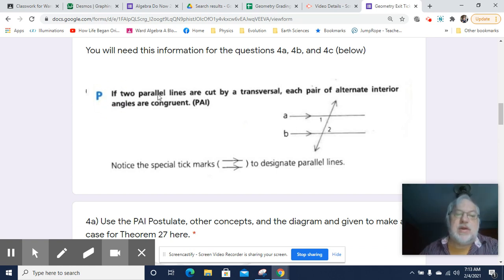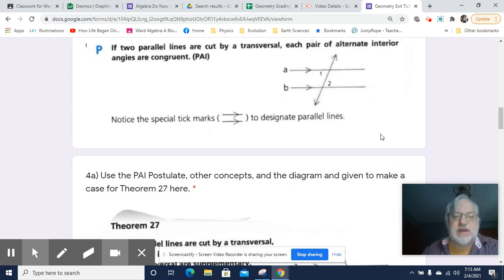So if two parallel lines are cut by a transversal, this is a transversal, each pair of alternate interior angles are congruent. So 1 and 2 are congruent. And of course, a reminder that these little marks here indicate parallel lines. If you had another set of parallel lines, you might double up on these marks for a second set to distinguish it from the first set.